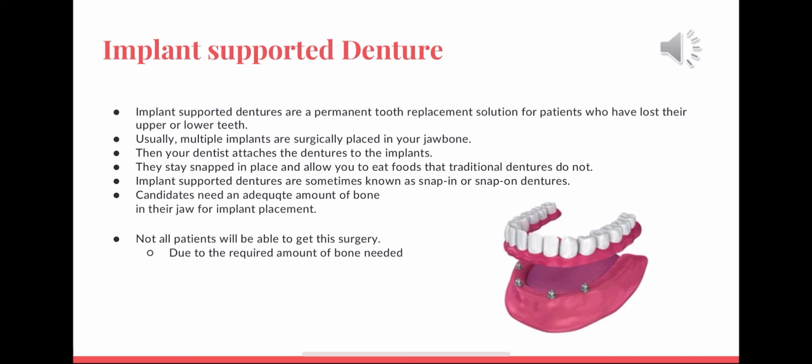One of the most profound changes to dentures in recent history is the idea of using implants that are actually placed into the bone, both the maxillary and mandibular bone, and those are used to support the implant. There's a couple different types of devices, and we'll discuss both. This specific slide deals with implant-supported dentures. These are also known as snap-in or snap-on dentures.